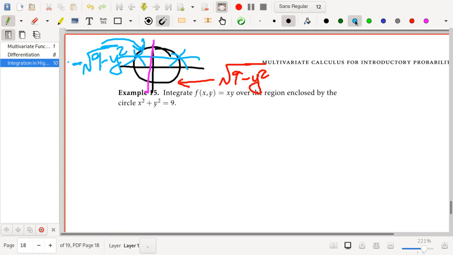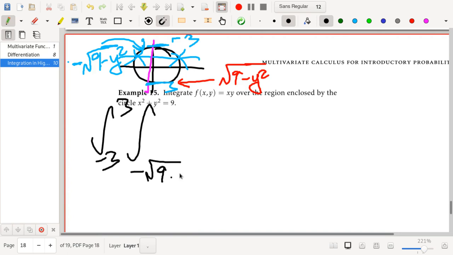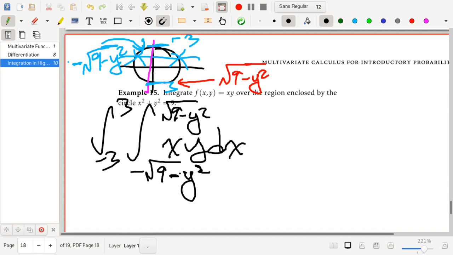And if we're fixing y first, y is going to range ultimately between negative 3 and 3. So that means our integral is going to be in the end negative 3 to 3. And then we have negative square root of 9 minus y squared to the square root of 9 minus y squared. And we've got xy dx dy.